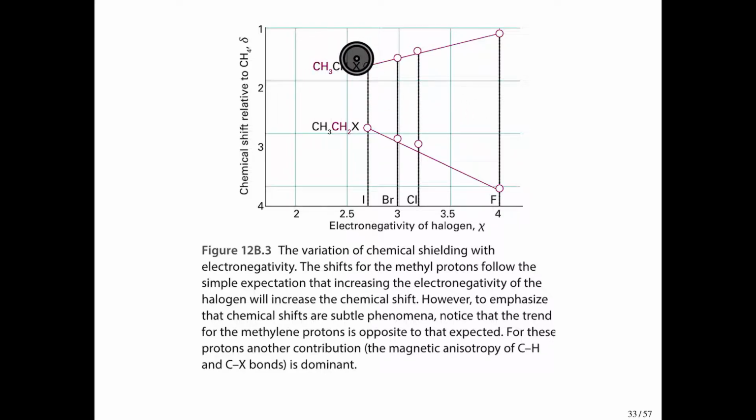Interestingly, for the methyl group, you get the opposite trend, and as Atkins points out, this is just to show that chemical shifts and shielding constants are very subtle creatures, and so you get an unexpected result here for the methyl group. Although this one does follow the trend that you would expect, that the more electron withdrawing this atom X is, the more deshielded these protons are, and so the larger the chemical shift that you see.